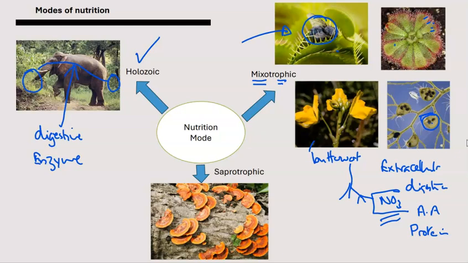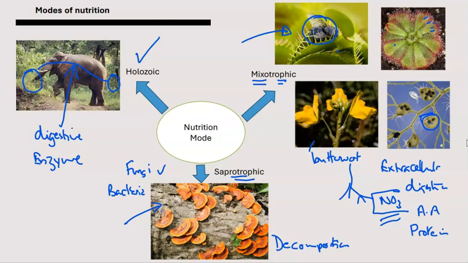The third mode of nutrition that we would want to highlight is the Saprotrophic mode of nutrition, in which organisms such as fungi and bacteria are able to break down the dead and decaying bodies of other organisms. In this illustration we have a fungus breaking down a dead tree, and of course we know this as decomposition. Decomposition is not limited to the breakdown of dead plants but also of dead animals.